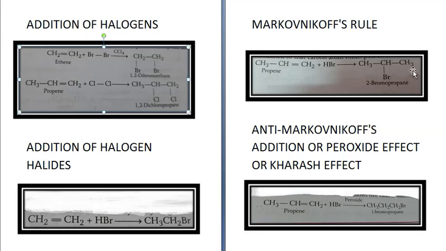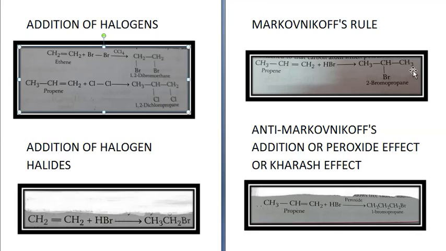So in the presence of peroxide, addition of HBr to an unsymmetrical alkene takes place opposite to Markovnikov's rule. But this happens only with HBr, not with HCl or HI, because it follows a free radical addition reaction.